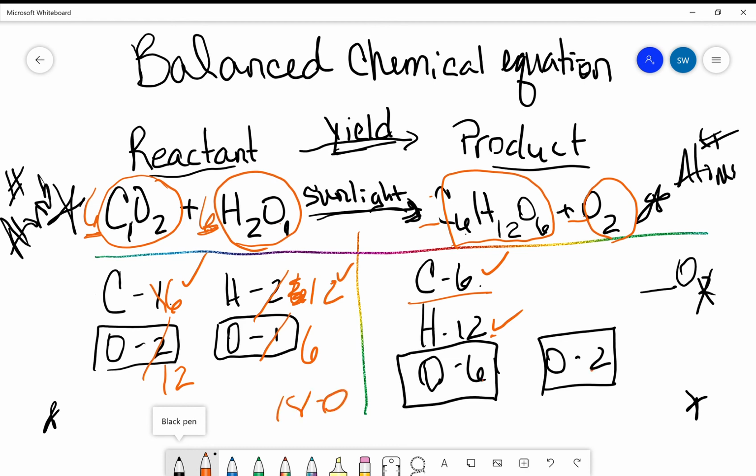We have 6, 7, 8 of them. If I put a 6 here, that gives me 12. And 6 plus 12 is 18 oxygens. We have 6, 6, 1, 6. So this is a balanced chemical equation. What this says is the atoms in the reactants are the same amount of atoms in the products. If you don't have that, you do not have a balanced equation, and that reaction would never take place because of the law of conservation of energy. You can't create nor destroy, you can only rearrange it.